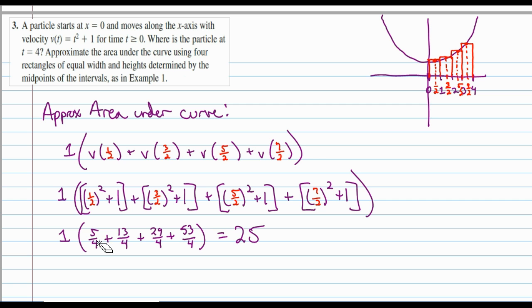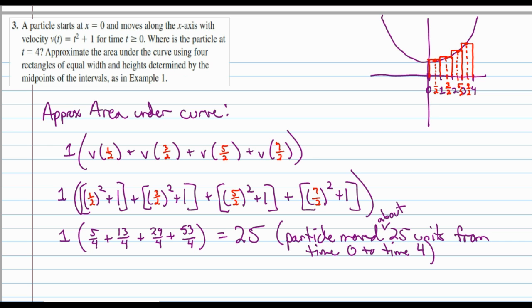Distance equals rate times time. So this is a distance. The 25 means the particle moved about 25 units from time 0 to time 4, which I'm calling seconds. The problem didn't really label it as anything. So then that means the question, we haven't answered the question yet. It says, where is the particle at t equals 4?